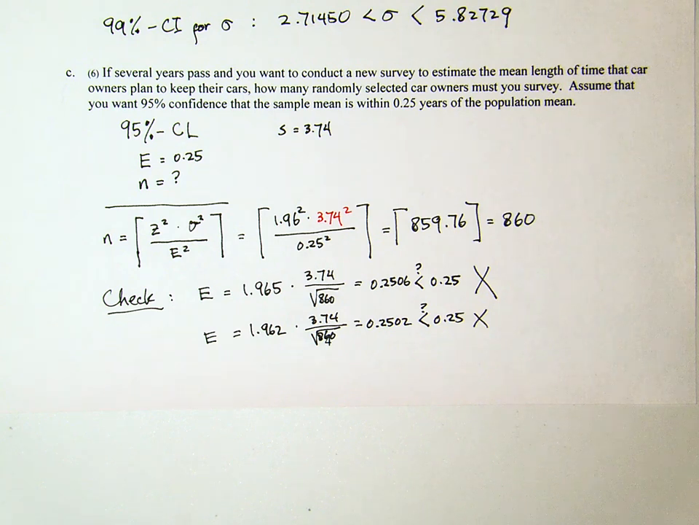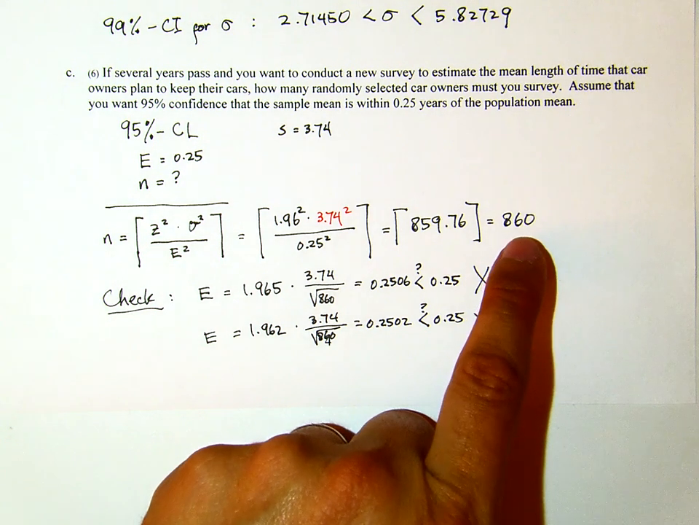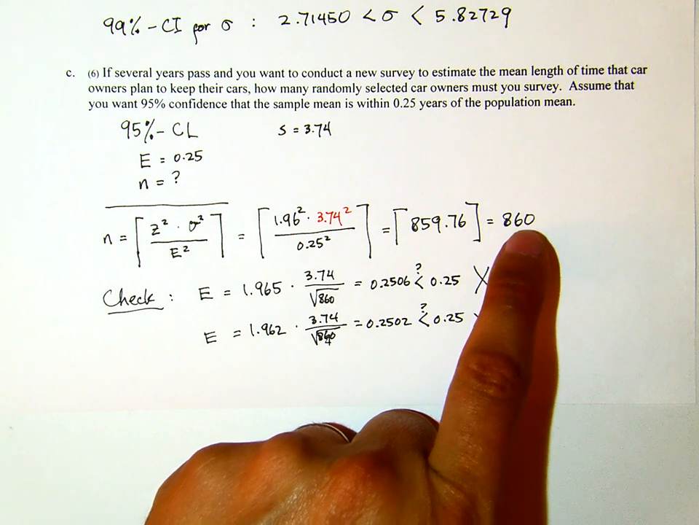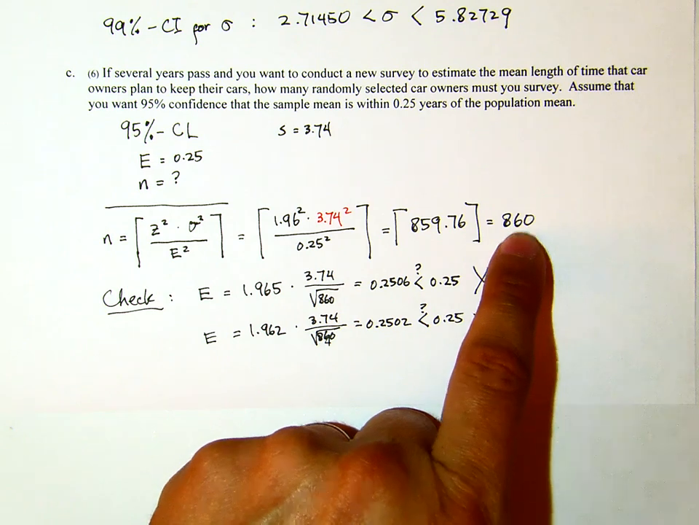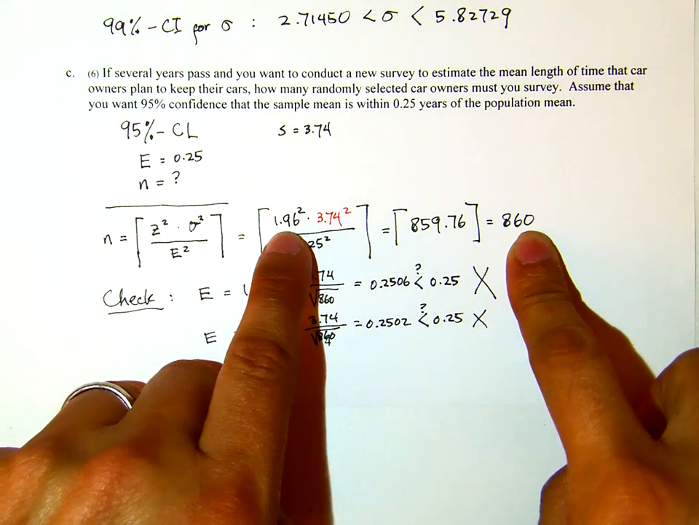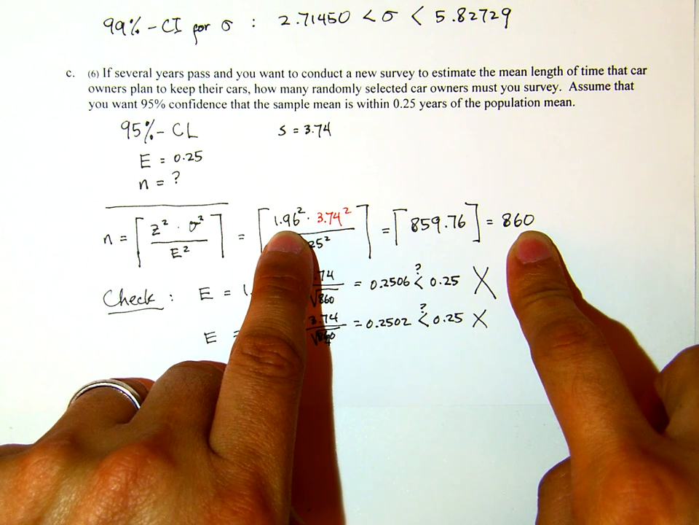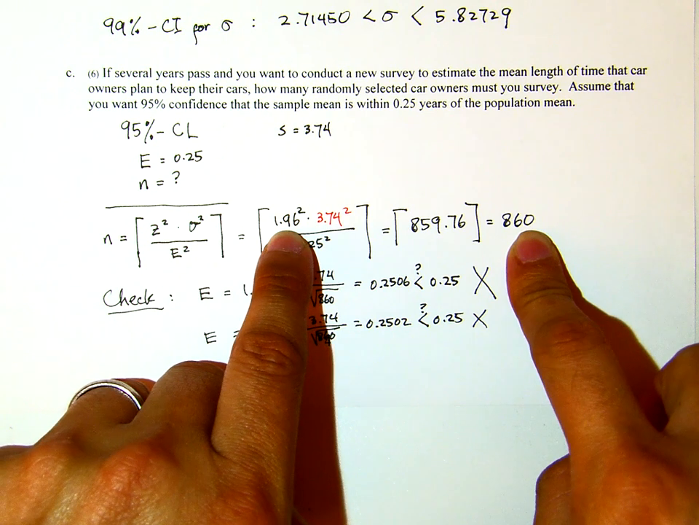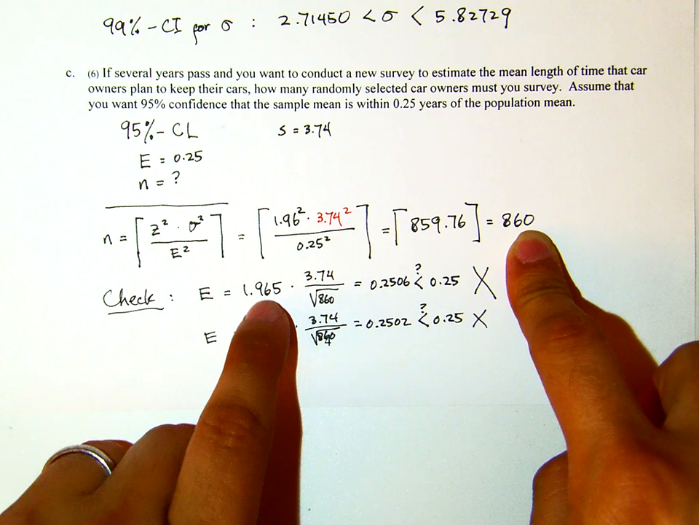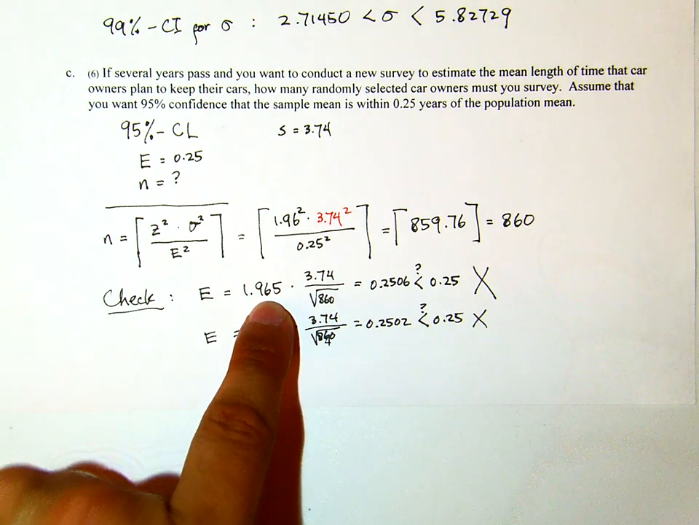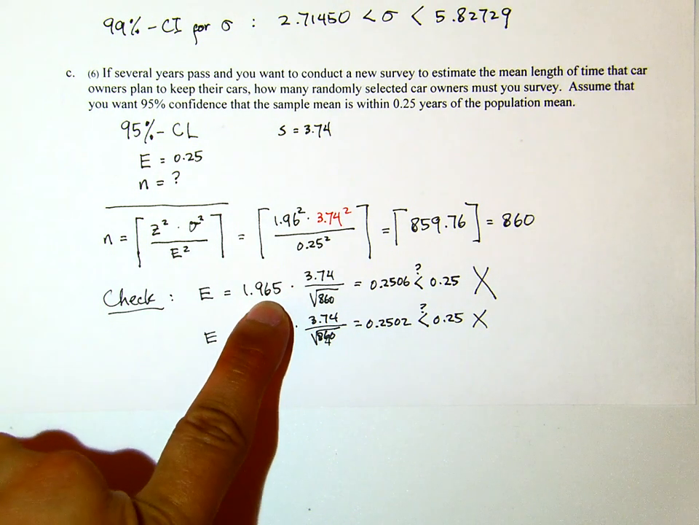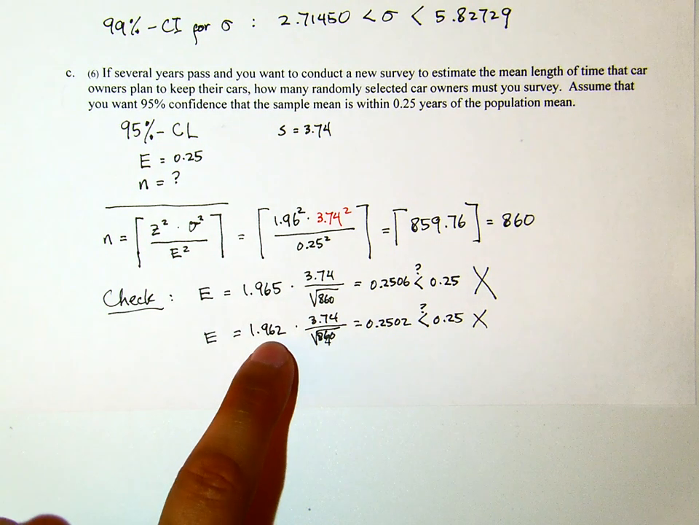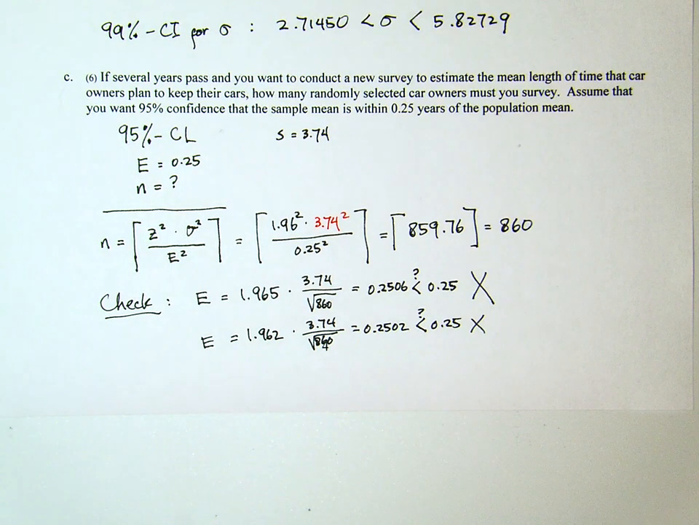Now, this is the thing. Given that I have 860, instead of 1.96, let me use 1.962 or 1.965, the number that we get there. 1.965 corresponds to a degree of freedom of 500, and this is the degree of freedom of 1000. Now let me continue with that assumption.